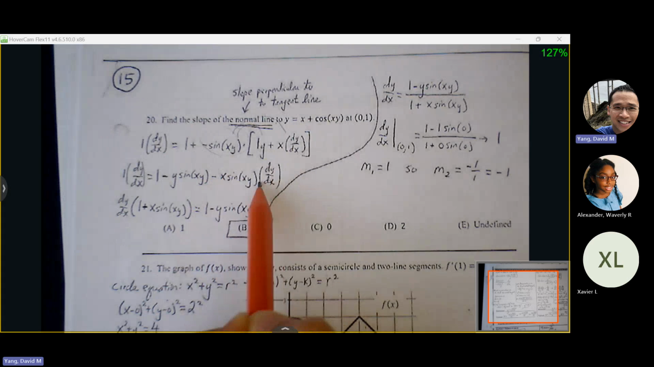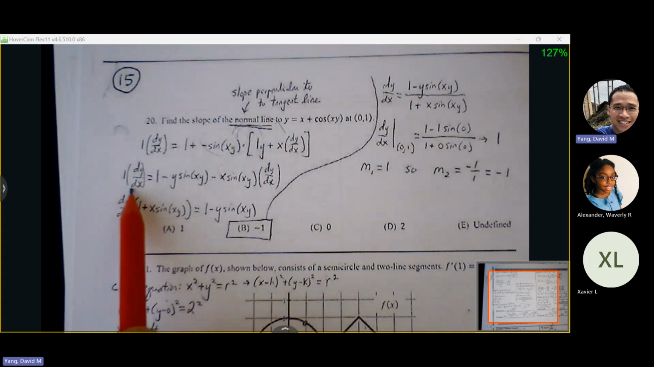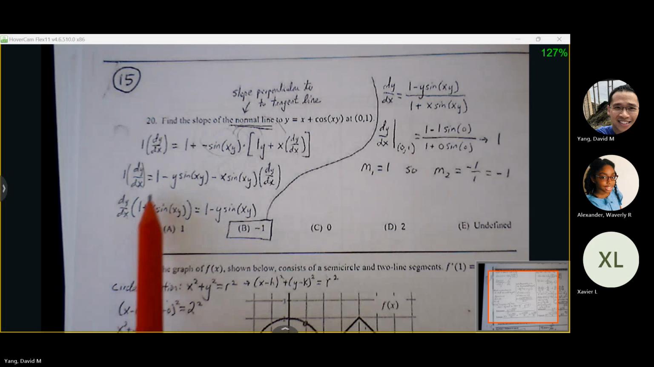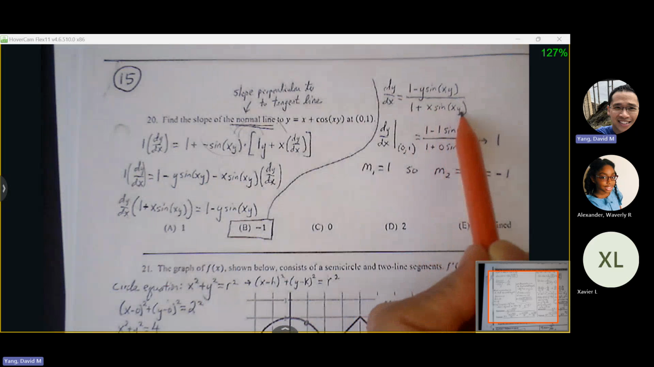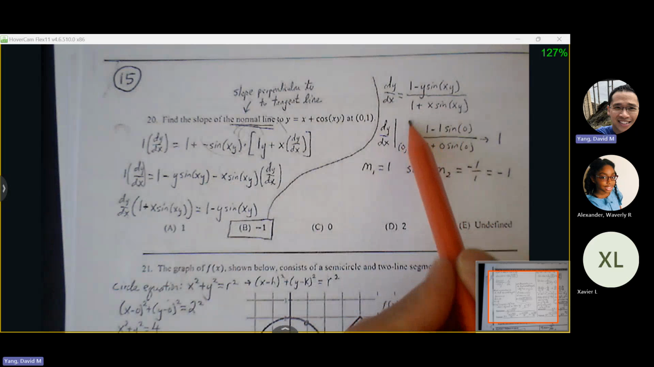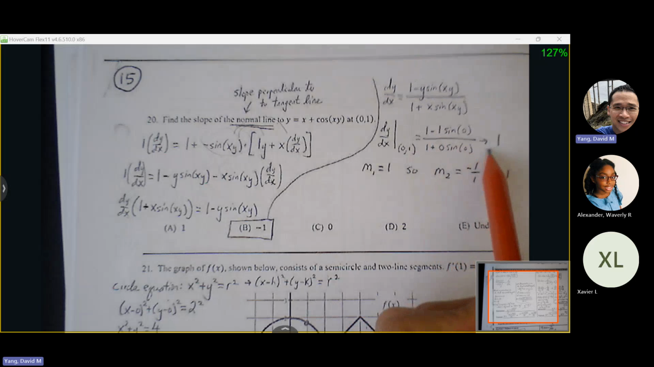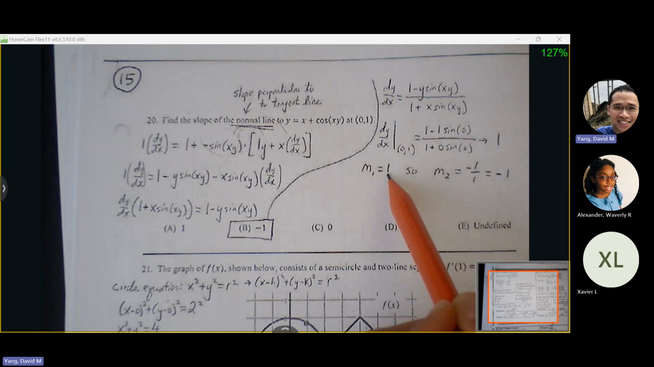I can move this to the other side with that dy dx. And once I do that, I can factor dy dx out. I'm dividing this whole thing back over to the other side to isolate dy dx. And then I replace all my x's and y's with 0 and 1 and make my way down to 1. So that's the slope of my tangent.